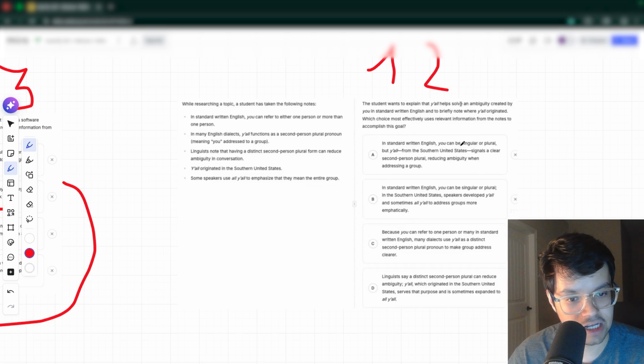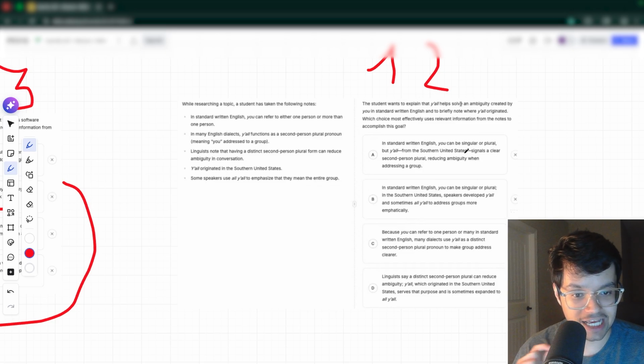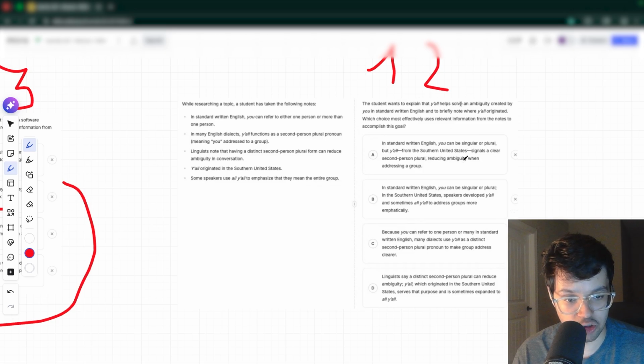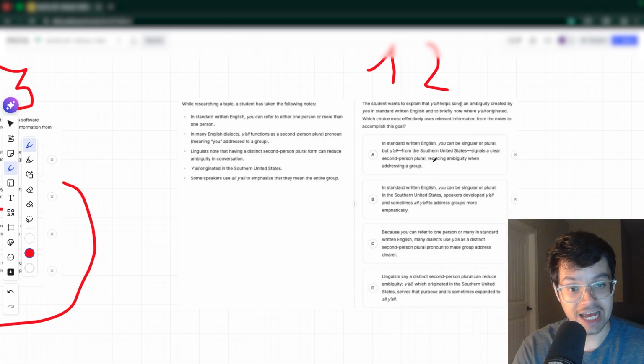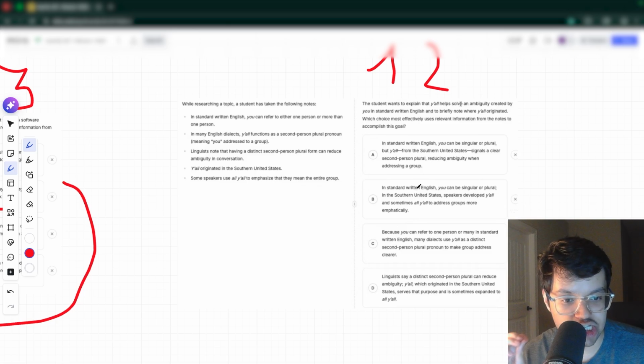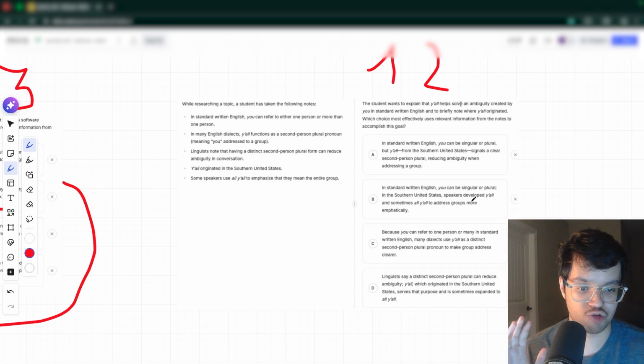So, in standard written English, you can be singular or plural, but y'all from the Southern United States. Okay, that does the second part, it says where it's from. Signals a clear second person plural, reducing ambiguity. Okay, so also, yeah, reducing ambiguity. So A seems pretty solid so far. Now the next option: in standard written English, you can be singular or plural. In the Southern United States, speakers developed y'all and sometimes all y'all to address groups more emphatically.